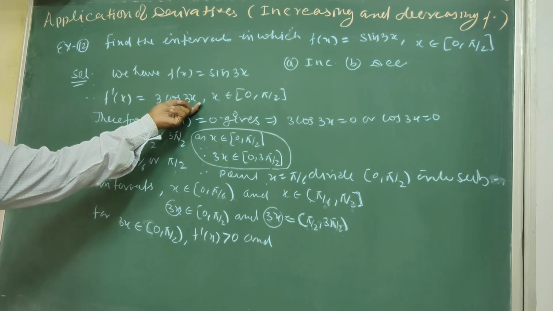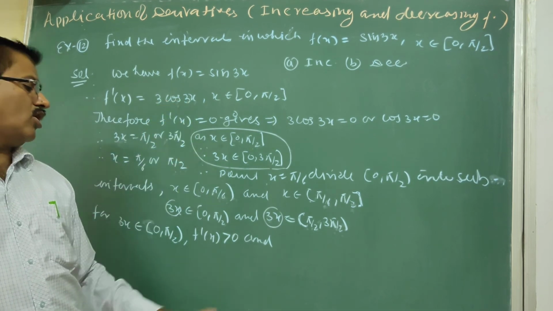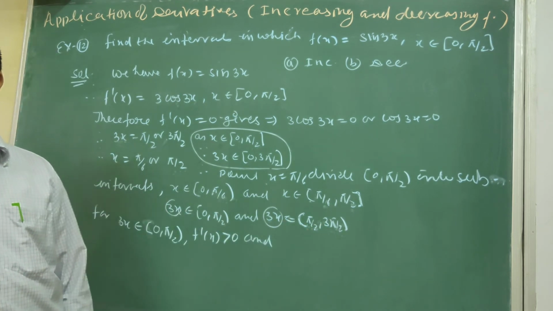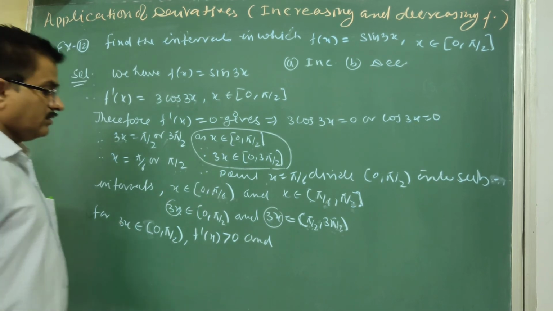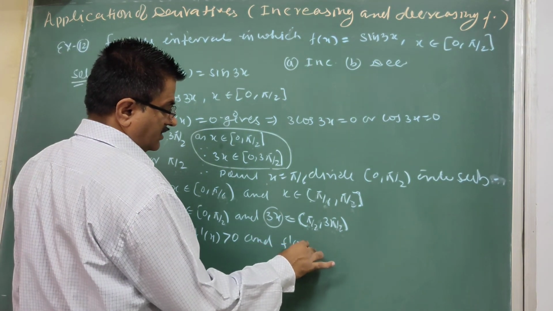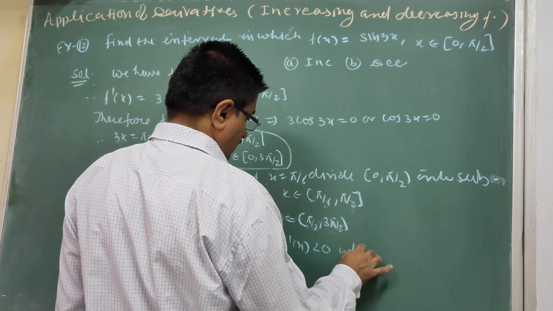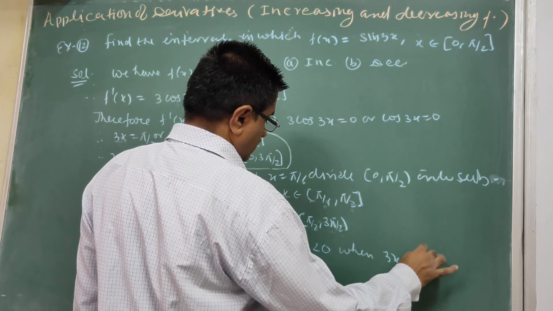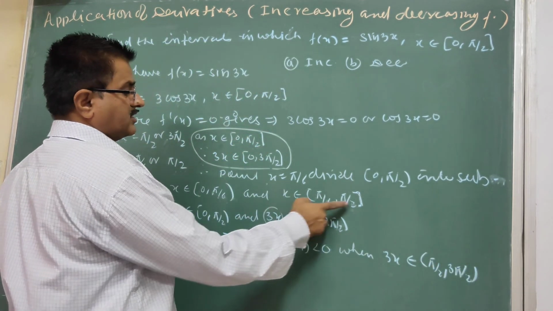Now cos in the second and third quadrant is negative. Second or third quadrant, the value of cos is negative. So f dash x is less than 0. Clear? When x belongs to, what is our corresponding interval? Pi by 6 to pi by 2.